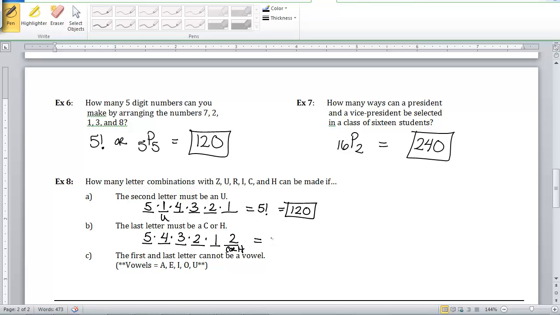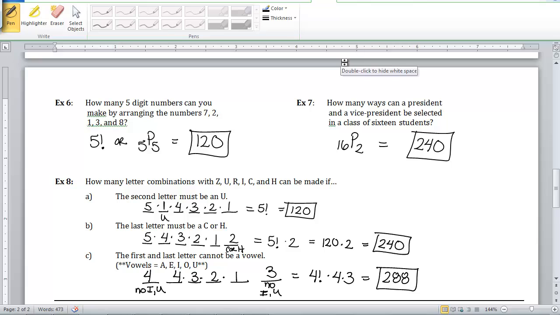Here, as far as a permutation, it was still 5 letters that I didn't know where they were going to go. But now I had 2 options for that last one. So 120 times 2, this would either multiply, or 5 factorial times 2, to 240 different ways. Please now pause the video and do C on your own.